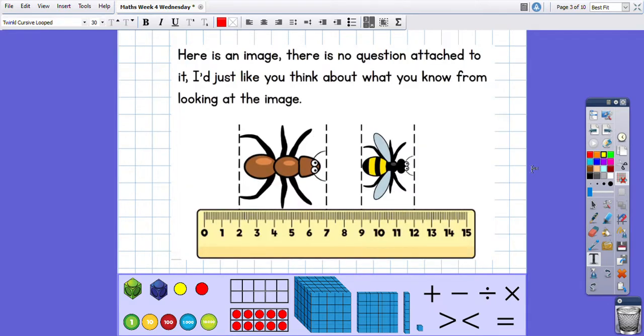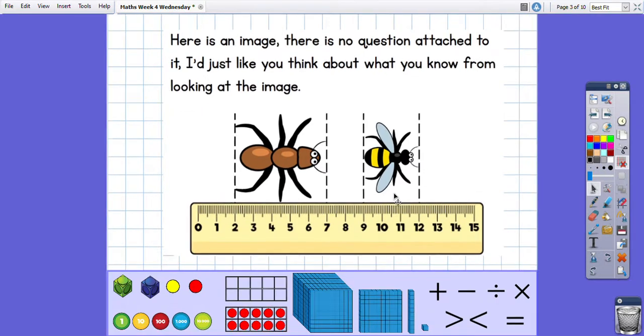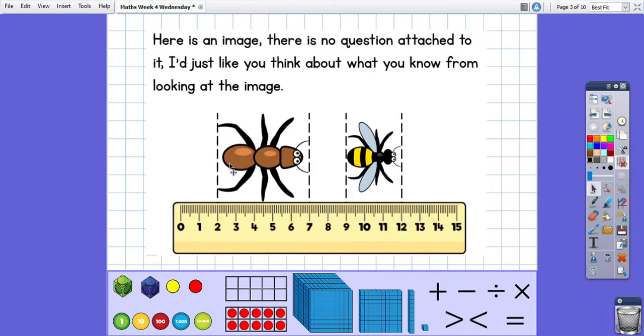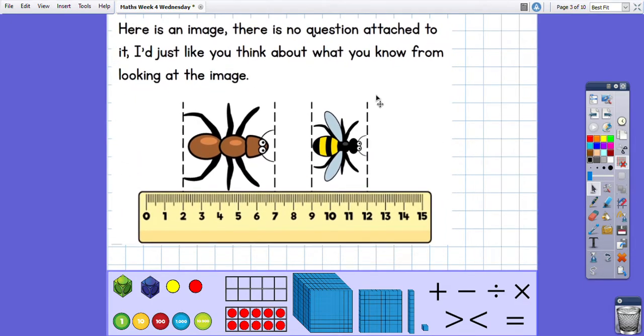Okay, here is an image and I haven't put a question with it. I'd like you to think about what you know just from looking at it. So what different things can you tell me? The first thing I notice is that the ant, or the spider, sorry, it's definitely not an ant, Miss French. The spider is much bigger than the bumblebee. That's what I can see. If anybody can see anything different, you can let me know in an email.